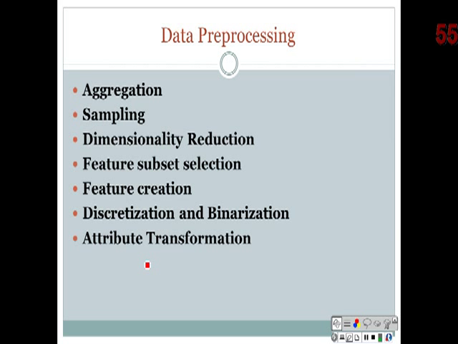So what kinds of data pre-processing are there? There is aggregation, sampling, dimensionality reduction, feature subset selection, feature creation, discretization and binarization, and attribute transformation. Very, very popular and very important. We're going to look at the first one only in this video, and we'll continue with the rest in the following video, so it will not be a very long video lecture.